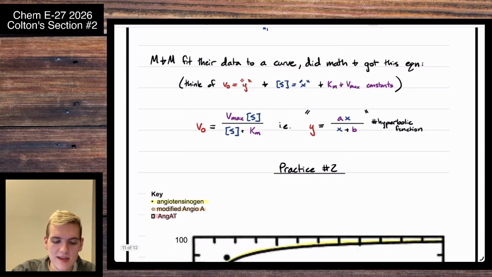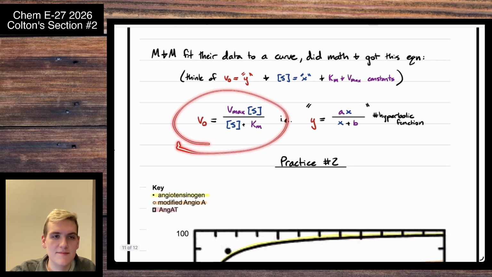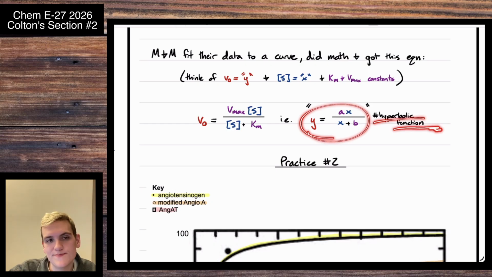So remember, our V naught, which was on the y-axis, we treat kind of like a y variable. Our substrate concentration is kind of like an x variable. It's what was on the horizontal axis. And then Km and Vmax, remember, are constants. So the formula that Michaelis and Menten figured out from the data was V naught equals Vmax times S over S plus Km. Which, if we substitute that out for x and y to make it look more like a math equation, is y equals ax over x plus b, where a and b are constants. And this is straight up one of the ways that you can write a hyperbolic function.